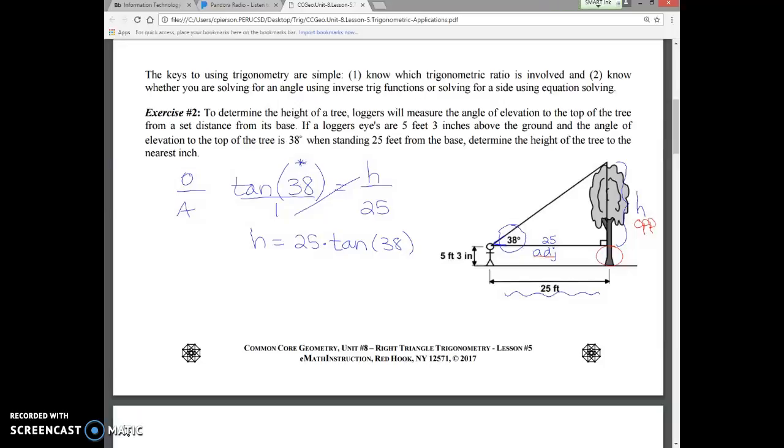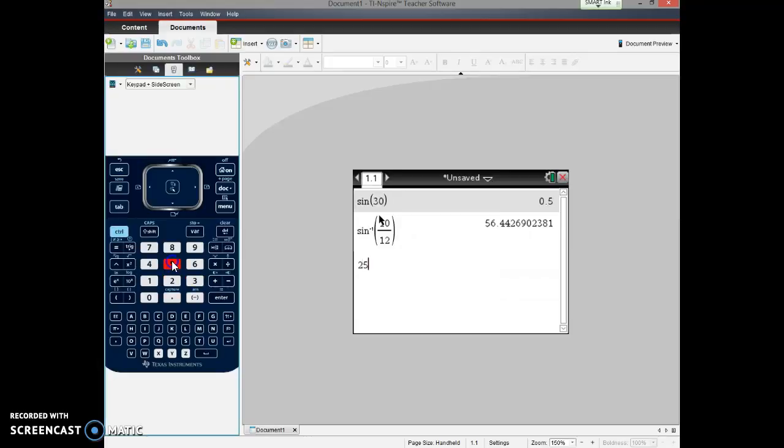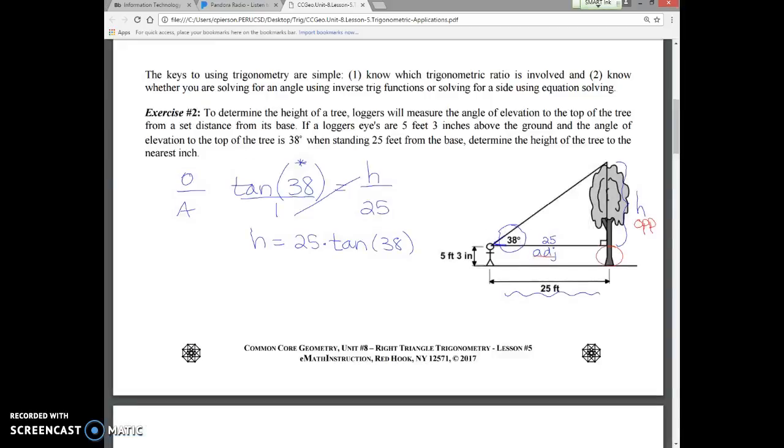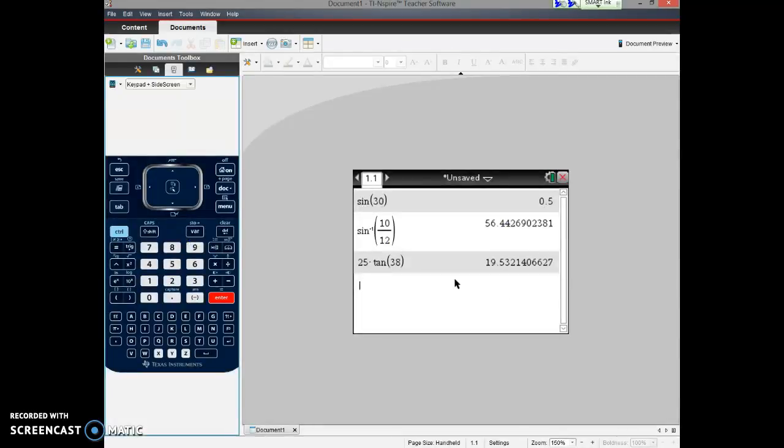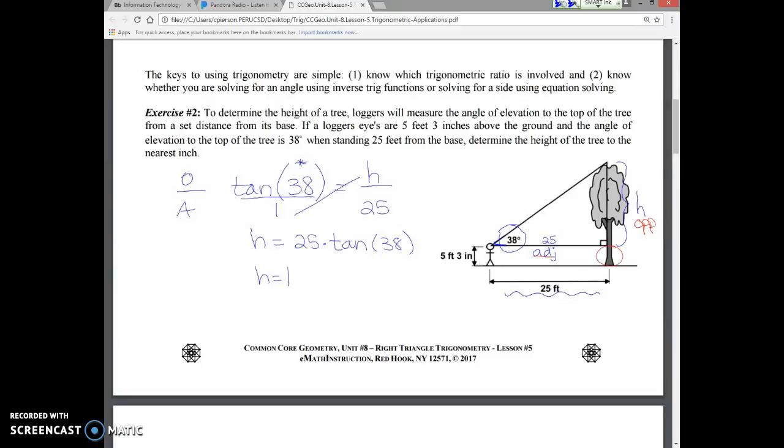When you plug in 25 times the tangent of 38, you get 19.5321. Notice I'm not rounding very quickly. I want to make sure that we have the correct answer. So we have 19.5321 feet. But please remember that we have to add the 5 feet and 3 inches. Don't forget to add that.